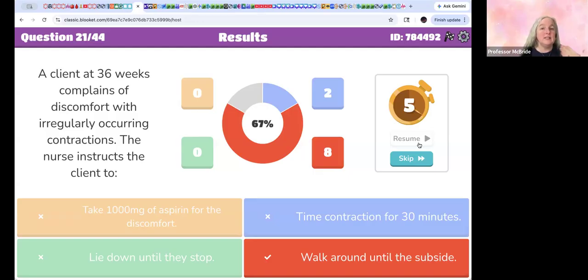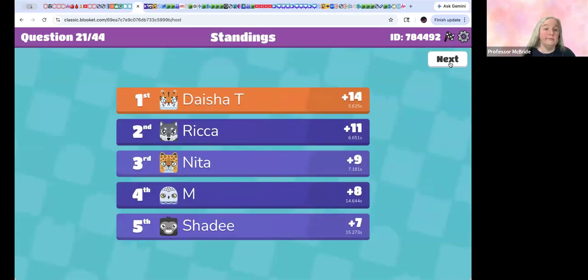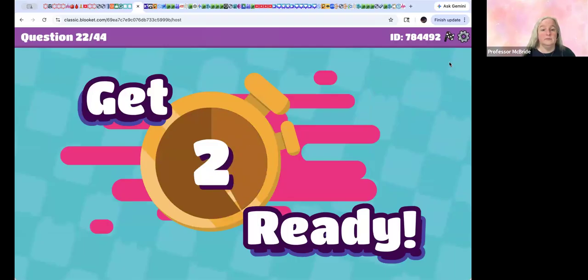Correct, if they increase in intensity and frequency with activity, that could be a sign of true labor. And so then we'll check her cervix again and see if her cervix is changing, because that's how we're really going to know if she's in labor, if we're getting cervical change. But usually those irregular contractions that happen with Braxton Hicks will resolve with activity. She's probably going home.